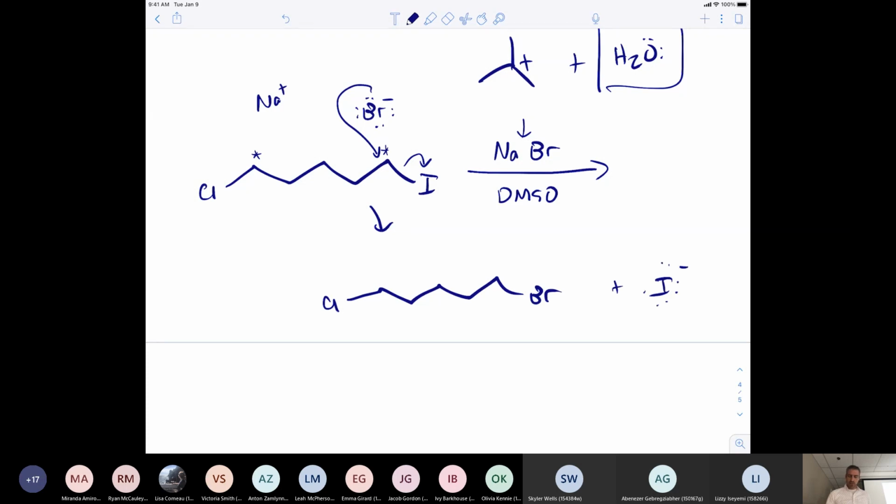This would be the preferred reaction here because iodide is a much better leaving group. It'll leave much more easily than the chloride, and so that's the one that'll be preferentially knocked off. So sometimes you have complex molecules with lots of potential leaving groups. The reaction will always knock off the one that is the weakest, or the best leaving group, the weakest bond.